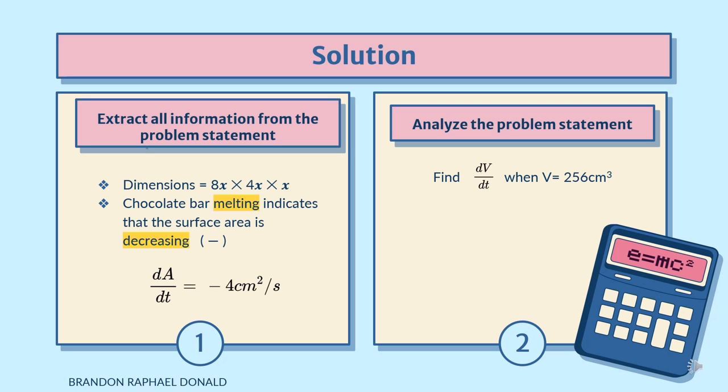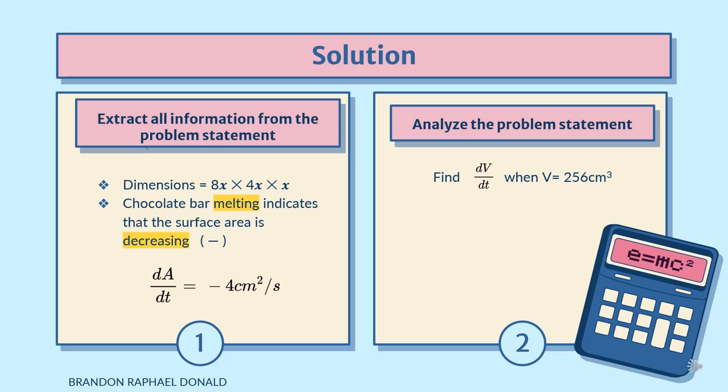To find the answer, extract all information from the problem statement. The dimensions of the chocolate bar are 8x times 4x times x. The chocolate bar is melting. This indicates the surface area of the chocolate bar is decreasing, so dA/dt is in negative sign. That means dA/dt is negative 4 cm² per second. Analyze the problem statement.